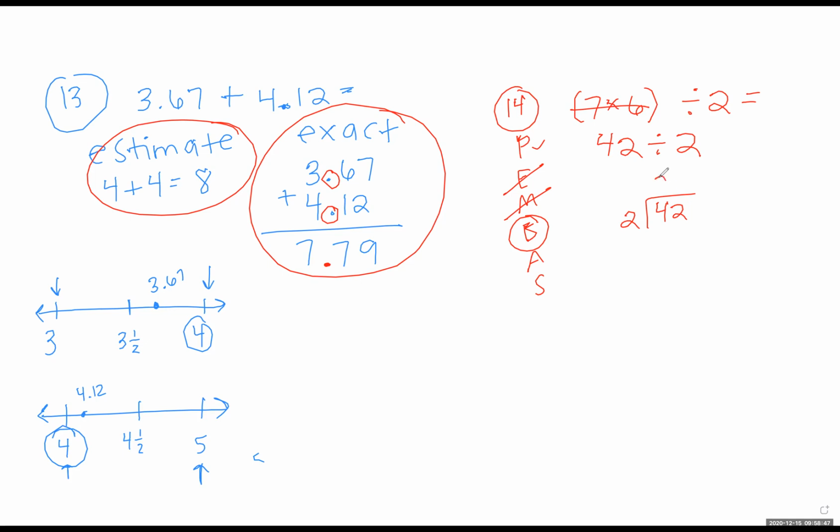2 will go into 4 2 times, and 2 times 2 is 4. Bring down your 2. 2 will go into 2 once. 1 times 2 is 2. So 42 divided by 2 is 21.